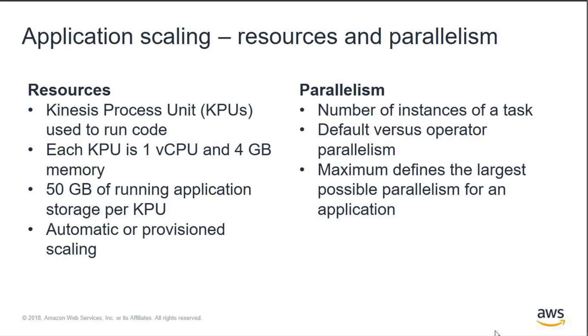So with Apache Flink, you have granular control over application scale, and you can allow Amazon Kinesis Data Analytics to either automatically do it for you or simplify how you provision your infrastructure. So instead of maintaining clusters and things like that, you simply tell us how much compute and how much parallelism you want, and we'll spin it up for you.